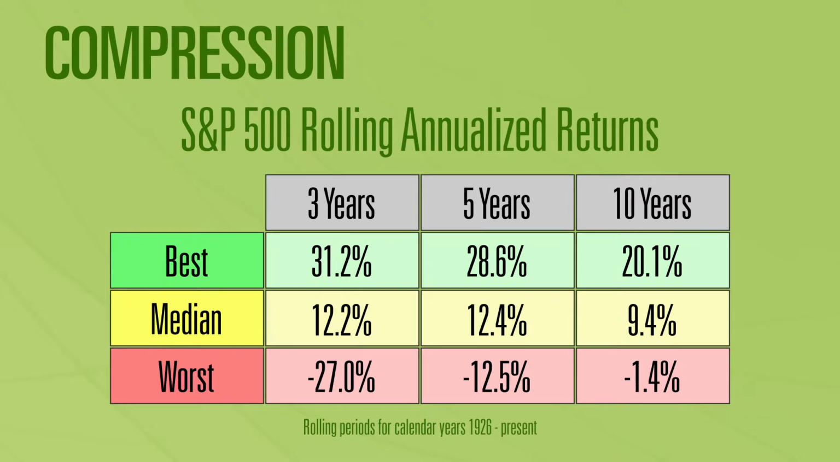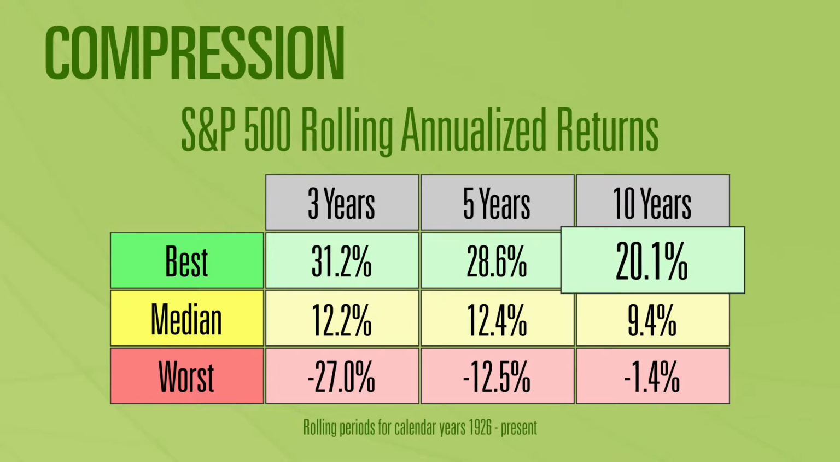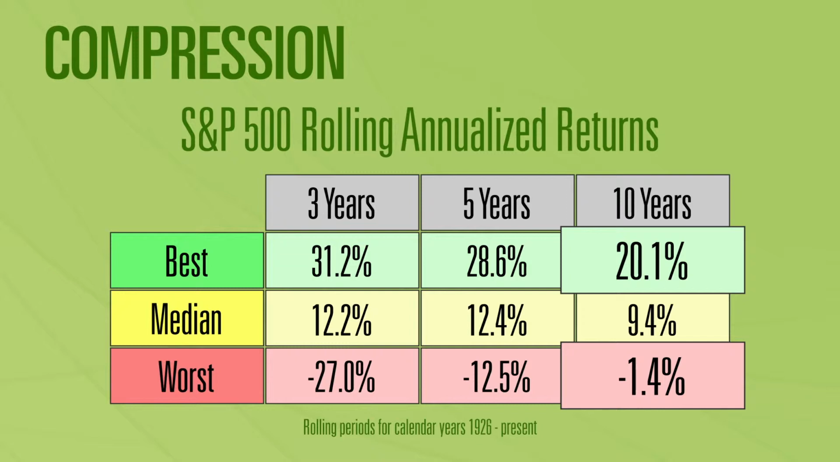The returns become less volatile. While the best 10-year period averaged a return of 20%, the worst return over a different 10-year period was only negative 1.4%, or basically break even.